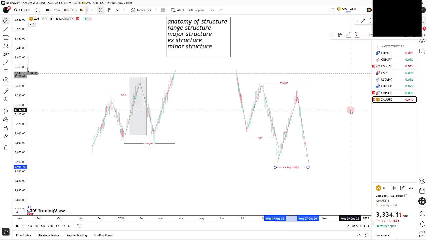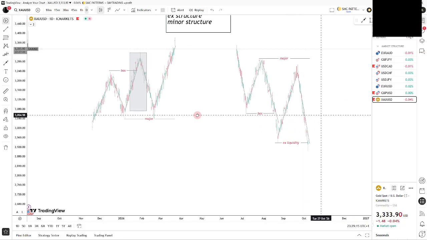So the market is always targeting two things. It is targeting the external liquidities, which is the POS of the market. But once the market takes out the measure, you will now say that the market has changed character, or the market is now moving from bearish to bullish. That's simple.